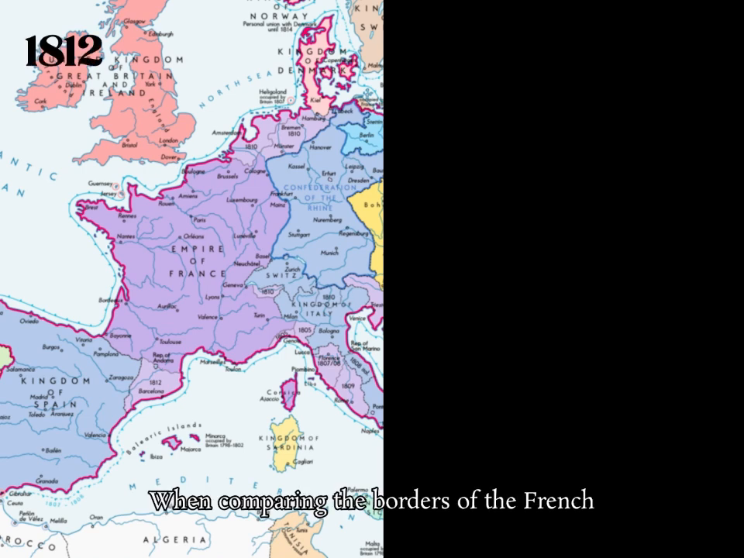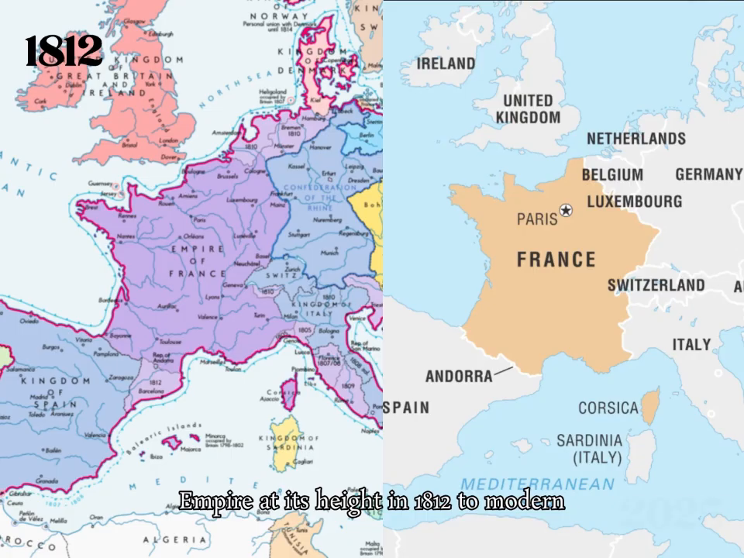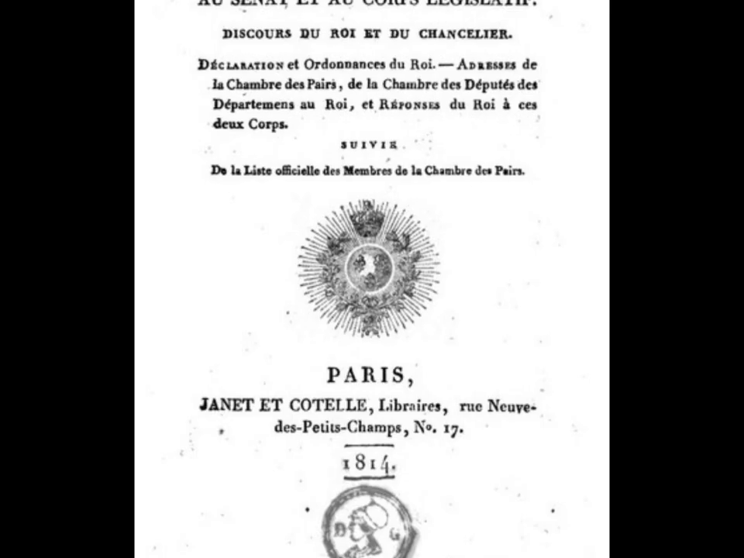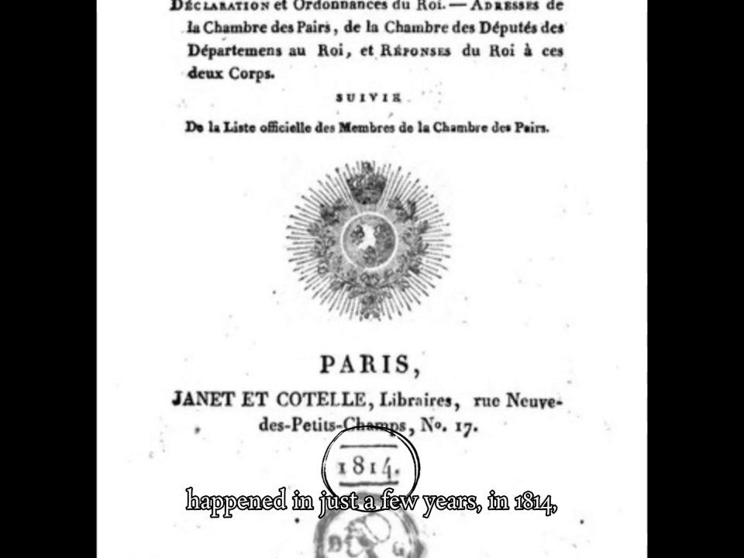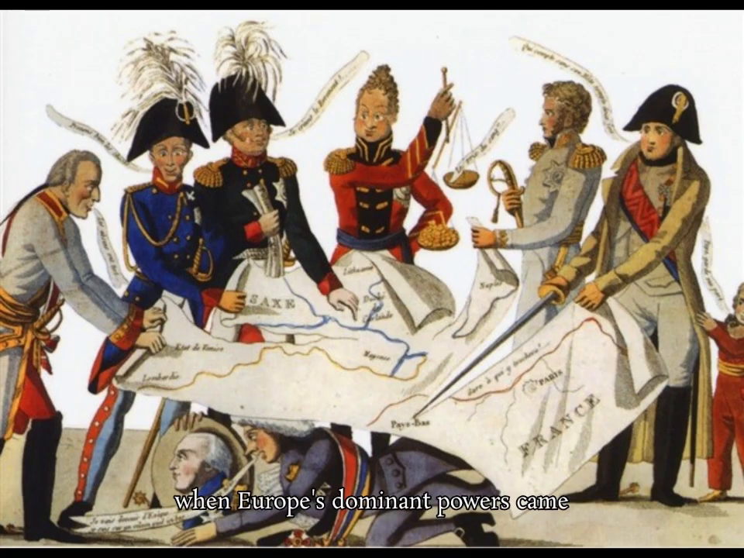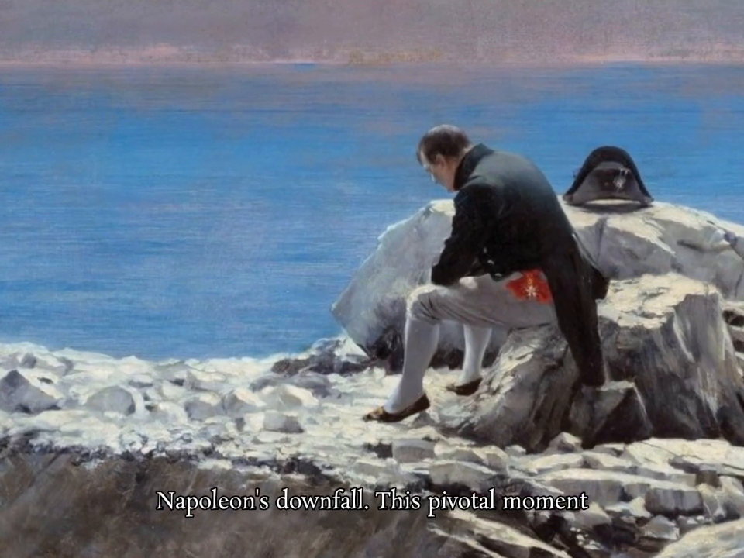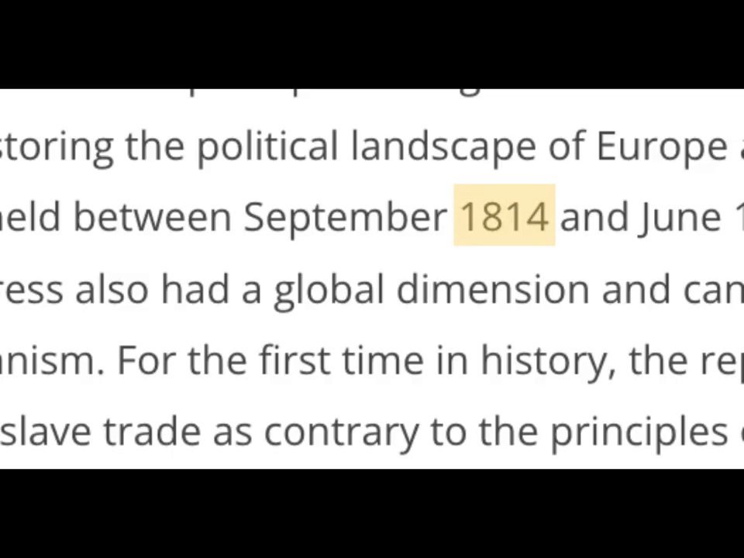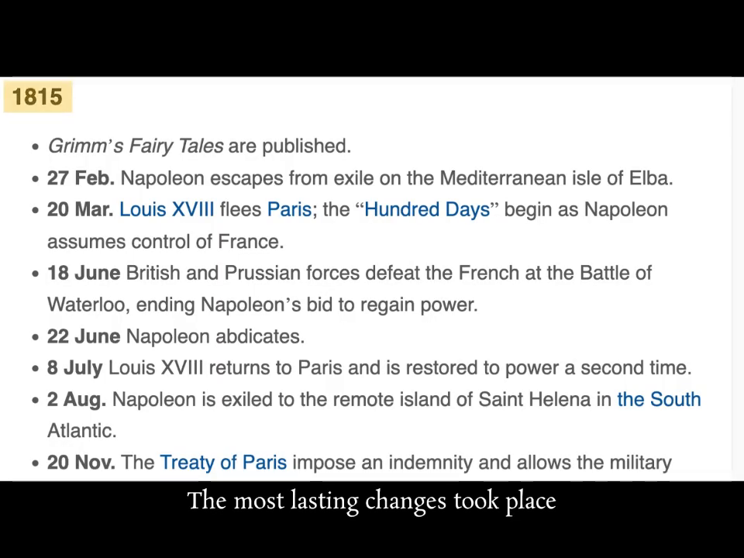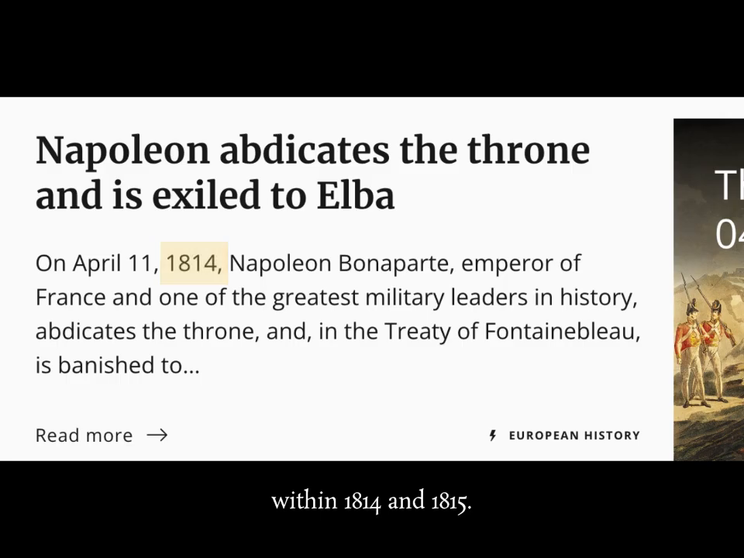When comparing the borders of the French Empire at its height in 1812 to modern Europe, drastic changes become clear. Surprisingly, most of this transformation happened in just a few years, in 1814, when Europe's dominant powers came together to reshape the continent after Napoleon's downfall. This pivotal moment in European history reveals a pattern. The most lasting changes took place within 1814 and 1815.